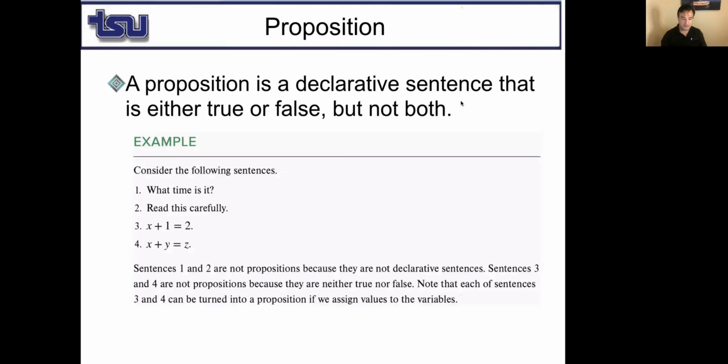So if we look at this, here, what time is it? That's not a declarative sentence, okay? So that's not a proposition. Read this carefully. Again, that's not a declarative statement. So that is not a proposition. X + 1 is equal to 2. Well, that's a declarative sentence. However, we don't know its truth or falsity because we don't know the value of X. So therefore, that's not a proposition. Again, X + Y is equal to Z. Similar to that, since we don't know X, Y, and Z values, we cannot conclude if it is true or false. So therefore, that's not a proposition.